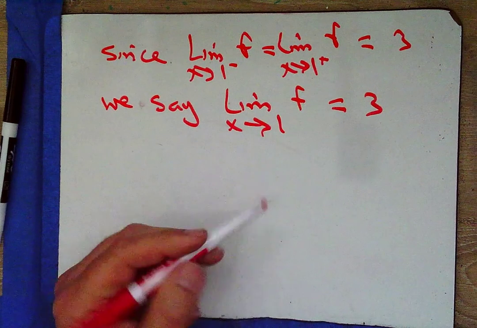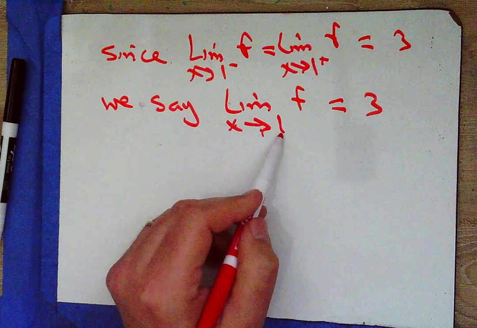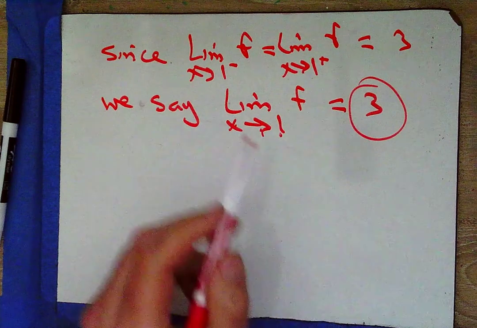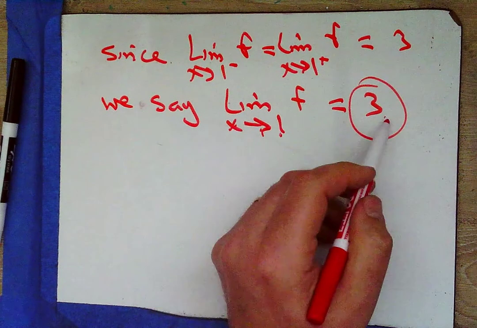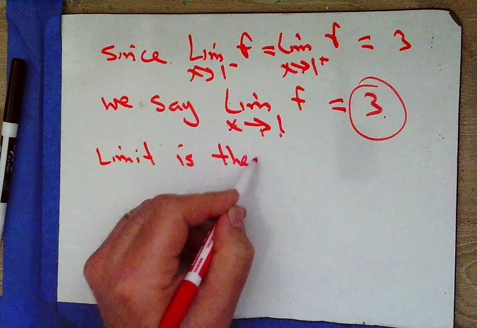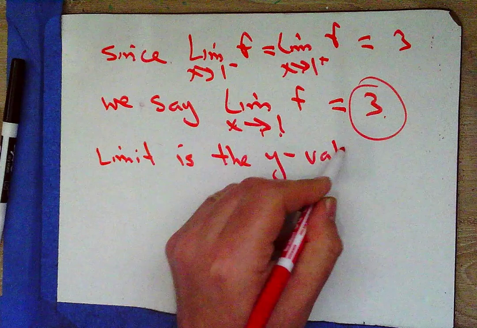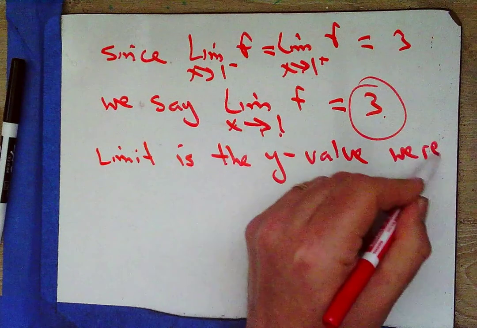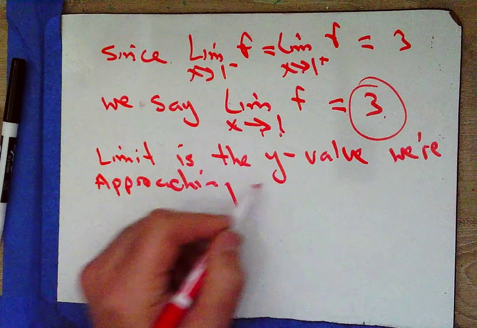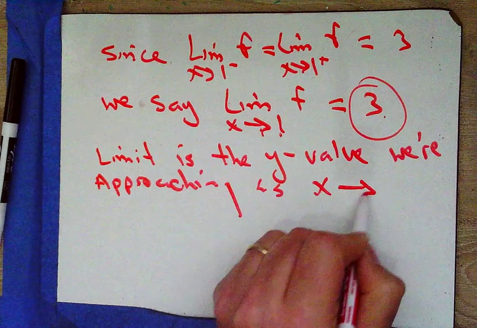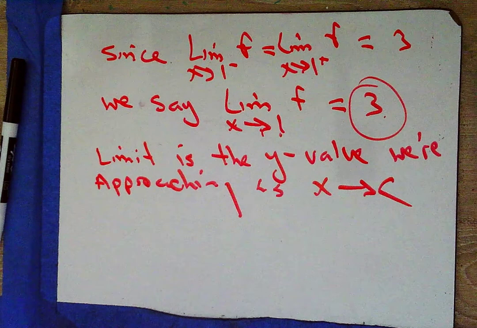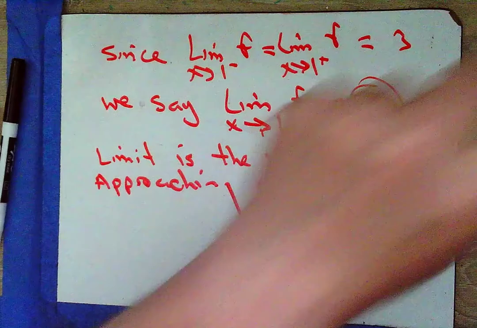So what are we talking about here? As x's get closer to this x value, the y values are approaching this number. Remember, the limit is the y value. The limit is the y value we're approaching as x heads towards c. All right, so a limit is a y value. It's the y value that we're approaching.